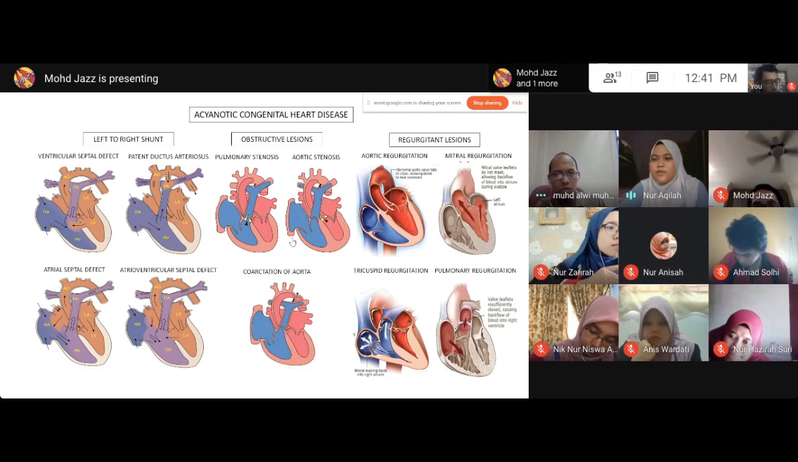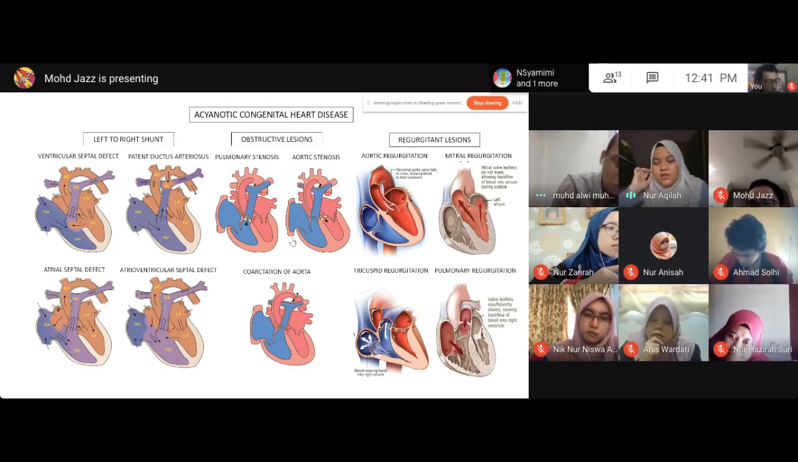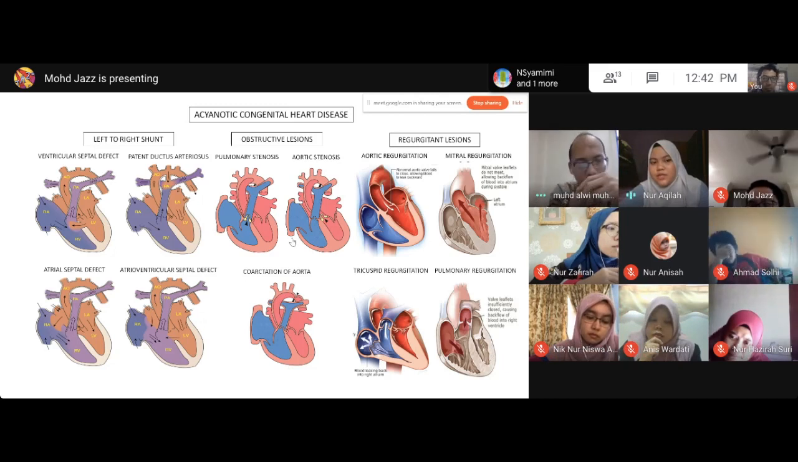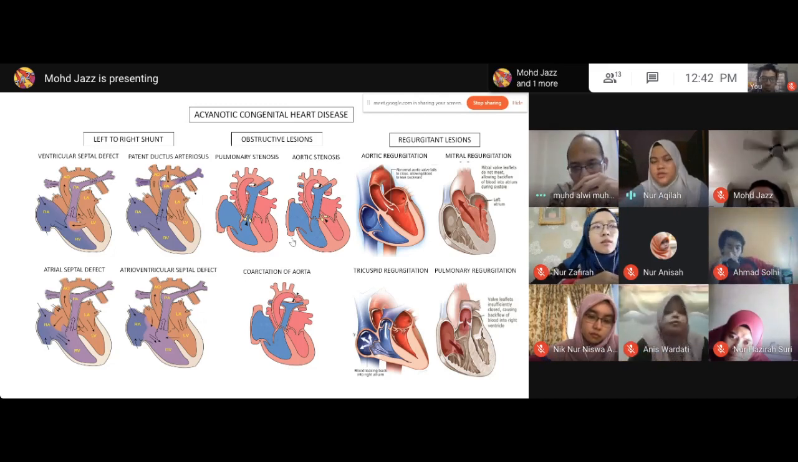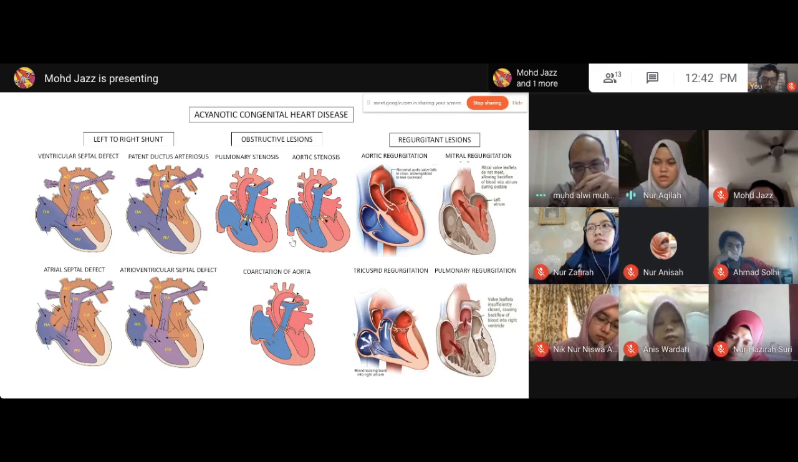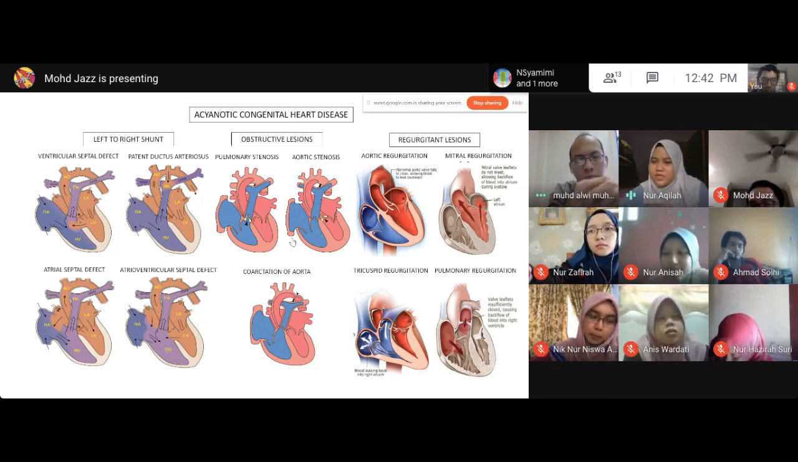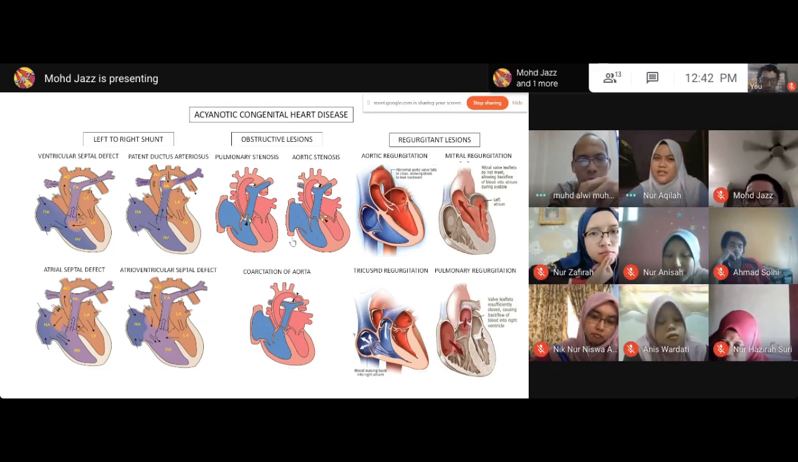Sure, doctor, I would like to ask. For example, in pulmonary stenosis, like you mentioned earlier, there will be relatively reduced blood flow towards the pulmonary circulation, so less blood will be oxygenated. So wouldn't the deoxygenated blood contribute to the shortness of breath or dyspnea in the patient? Because dyspnea only occurs when there's a lot of blood in the lung.